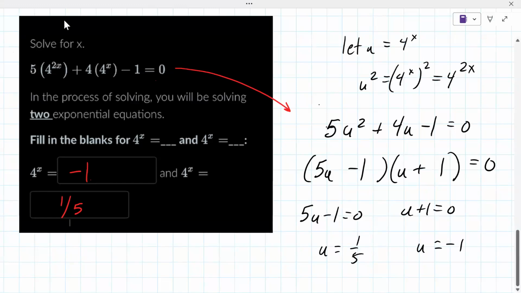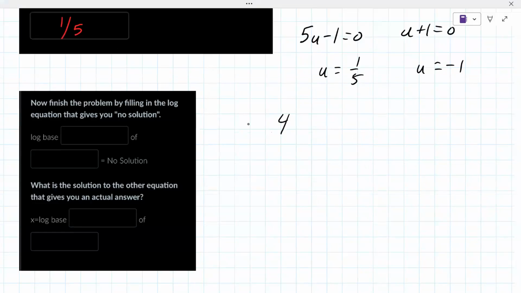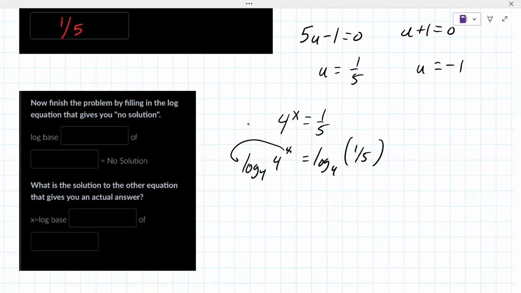Then you have to try to solve them. And they're sort of implying that one works and one does not work. All right, so for the 4 to the x equals 1/5, you take the log base 4 of both sides. And the exponent comes out in front. Basically, the left side becomes x log base 4 of 1/5. This is okay. This one does produce a solution. You might wonder why. You'll see why when we do the next one.